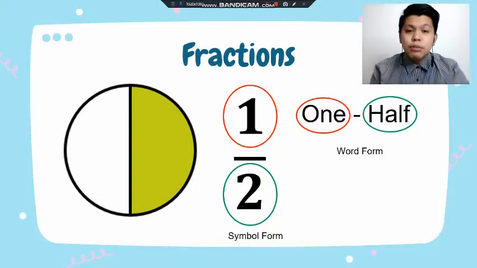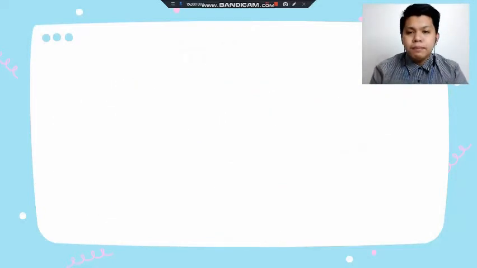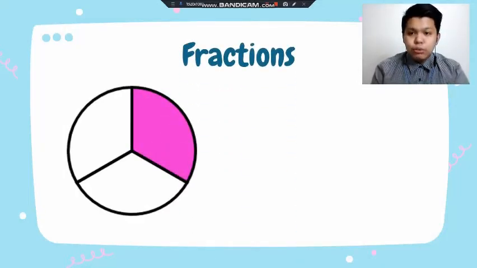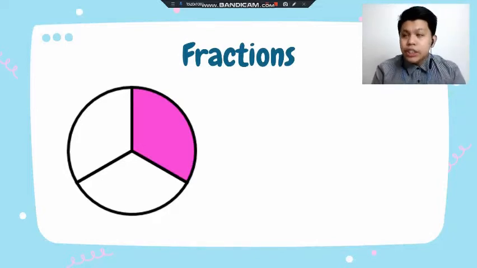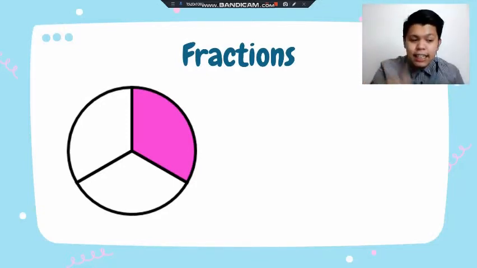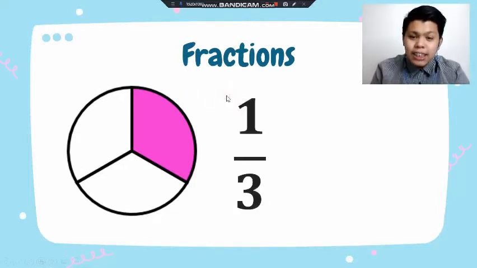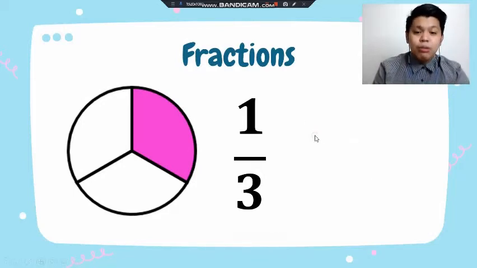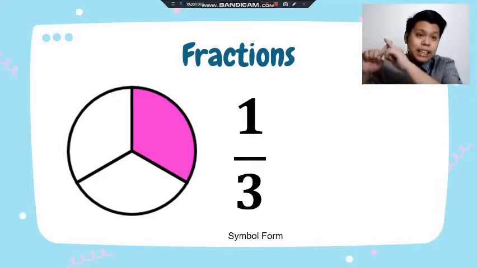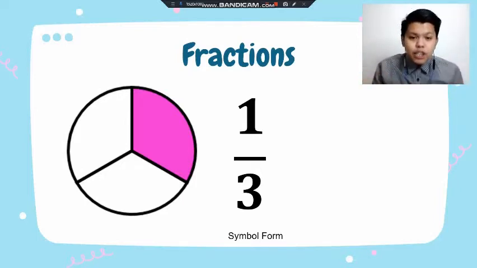Great. Now let's move on to our next one. Okay, fraction number 2. This is how many parts? 3. Now we have 1 shaded, so it will be 1 fraction bar 3. This again is our symbol form. Now, if I tell you to draw, it means you need to draw the fraction.